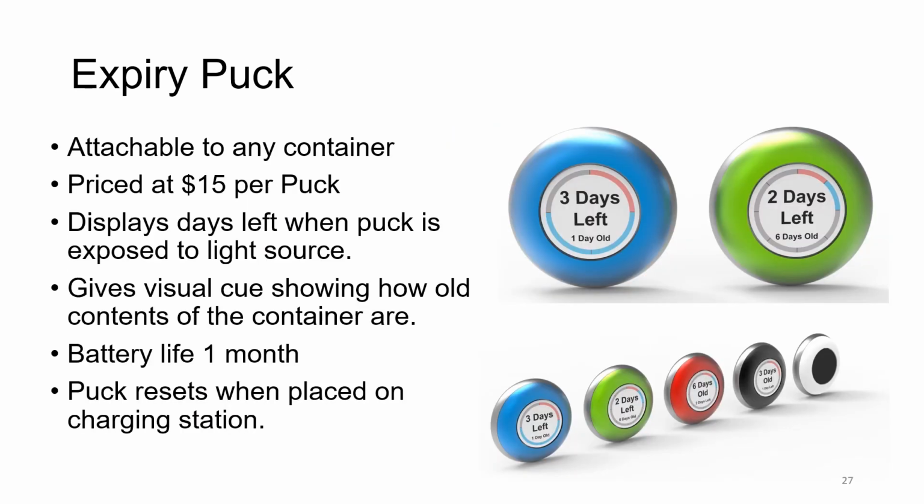Overall, the expiry puck should be attachable to any container. It's priced at $15 per puck. It displays the days left when the puck is exposed to a light source. It gives a visual cue showing how old the contents are and helps the user find what they have in their fridge. The battery life should last for 1 month, and it resets when it's placed on the charging station.